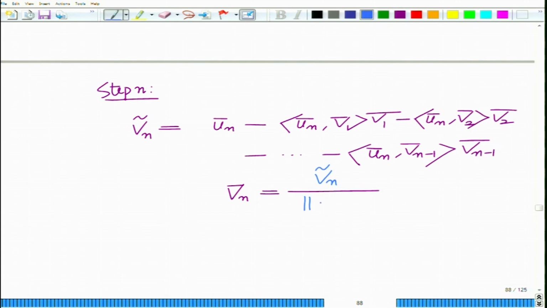Vn tilde divided by norm Vn tilde, and this generates the unit norm vector. Remember, the orthogonality property is not affected by the norm. So, all we have to do is take the vector and simply divide by its norm to get the corresponding unit norm vector. That basically summarizes the Gram-Schmidt orthonormalization procedure.